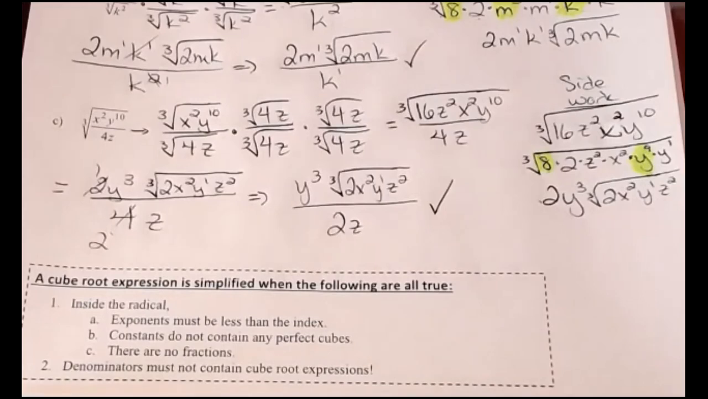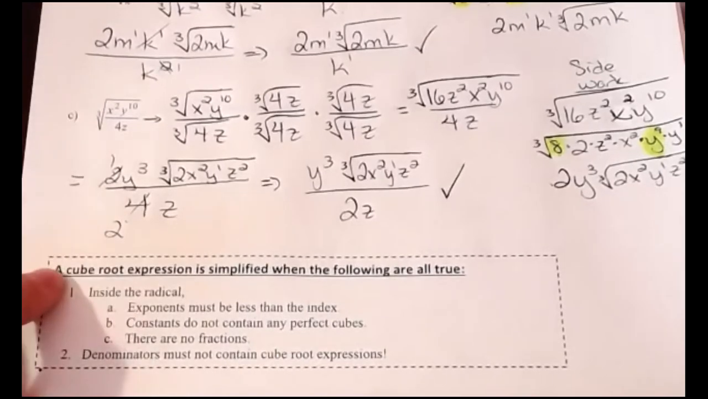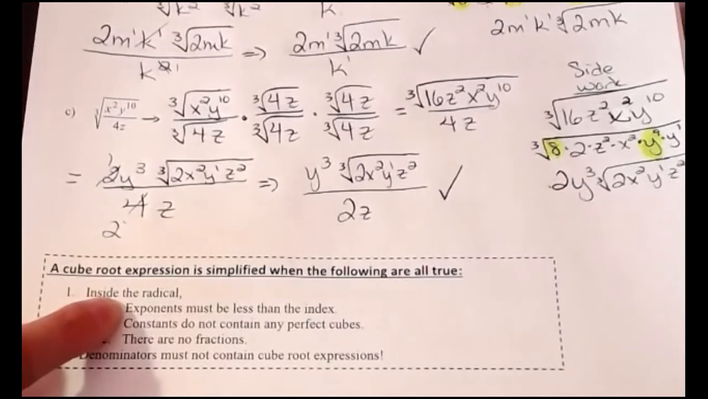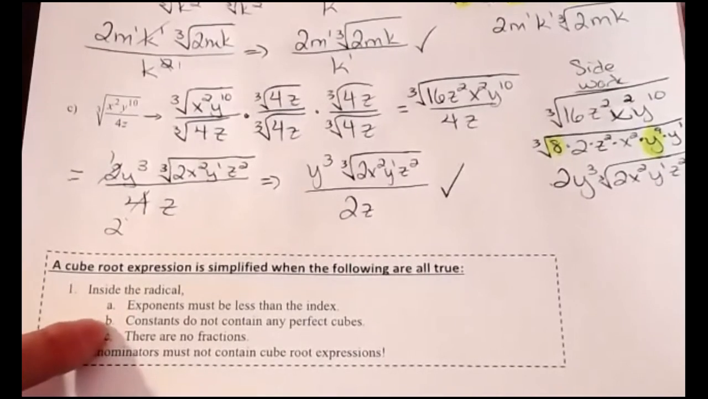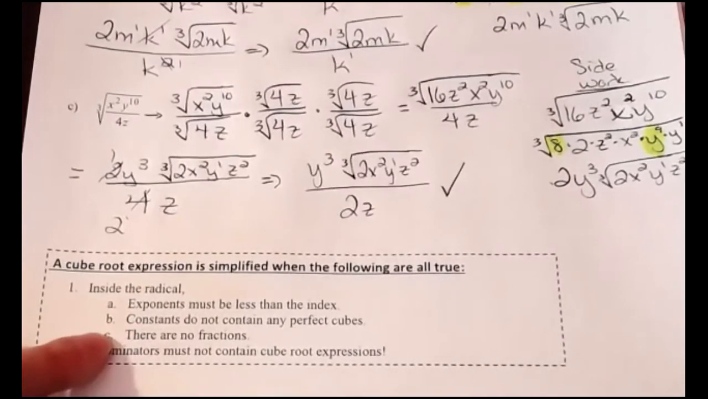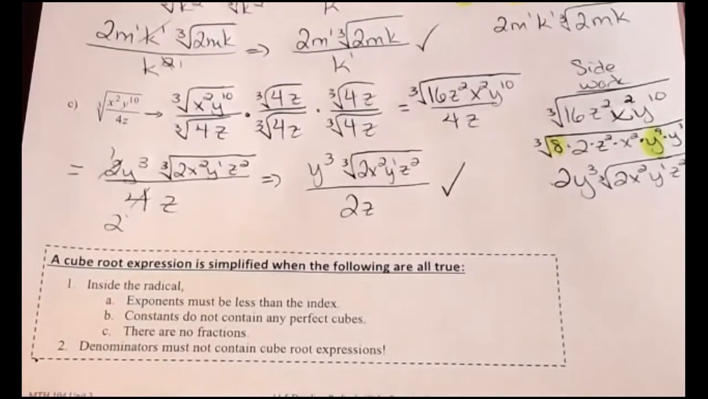Cool. As a note at the very bottom, a cube root expression is simplified when the following are all true. And this kind of speaks to, Christina, your question earlier. So you'll know that it's simplified if inside the radical, all the exponents are less than the index. So if they're greater, okay, we've got to break it down. The constants don't contain any perfect cube factors, right? And then there are no fractions. That's huge. You have to make sure that these 3 things are the case.